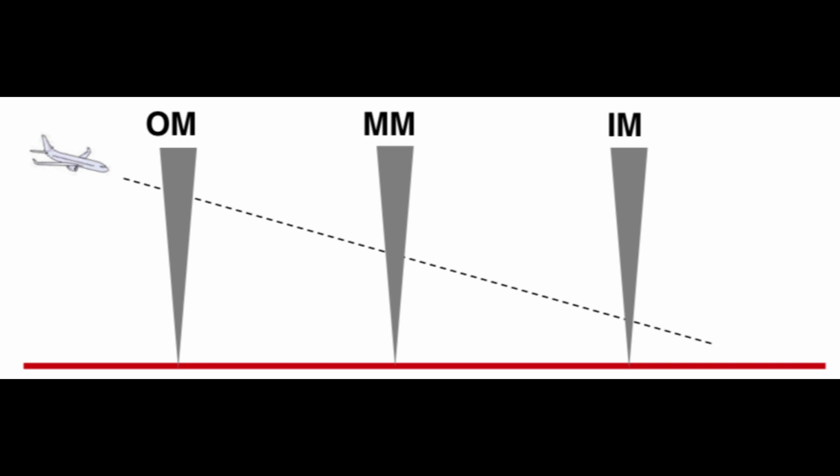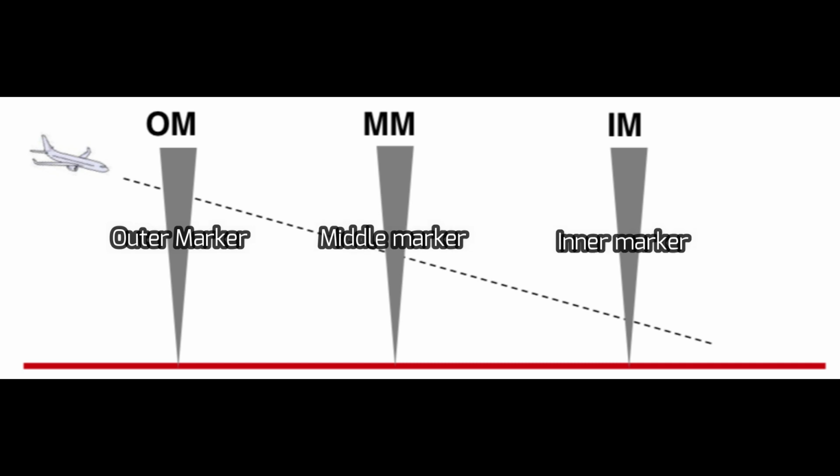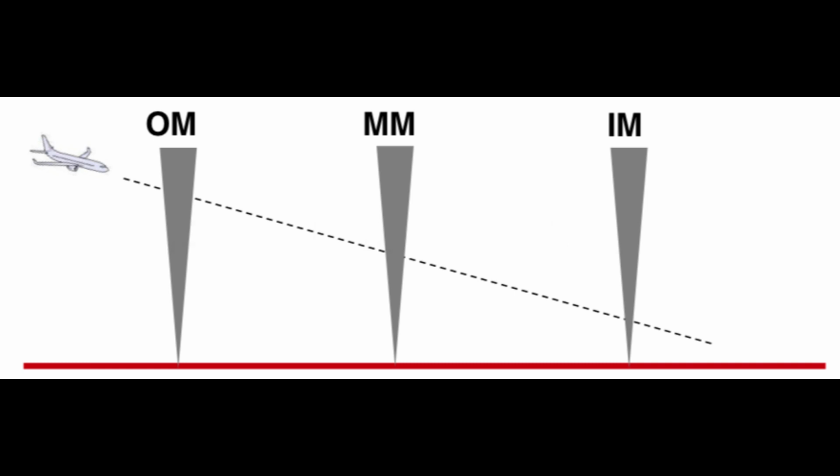Finally, the third element are the marker beacons, which are beacons that are installed on the ground. They provide information about the distance to go to the touchdown zone, for example. The signals from the marker beacons can only be received when the aircraft is overhead that beacon. And there are three marker beacons: outer marker, middle marker beacon, inner marker beacon. They can be identified in the cockpit with different colors and audio tones.